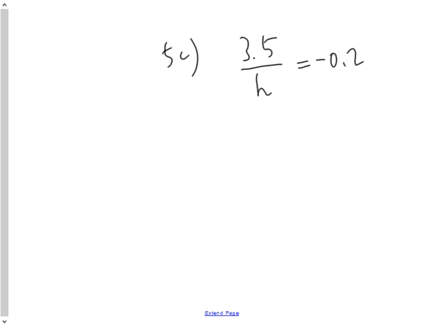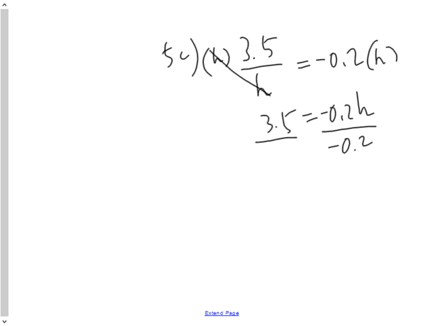So the first thing is you're going to multiply both sides by h. You get 3.5 equals, and that negative 0.2 now just becomes a coefficient, because when you multiply a number by a variable, it essentially assumes the role of a coefficient. Divide both sides by that coefficient, and h will equal negative 7.5.